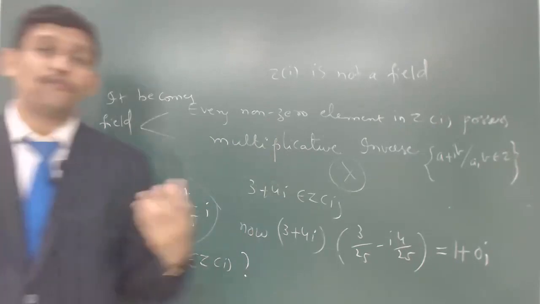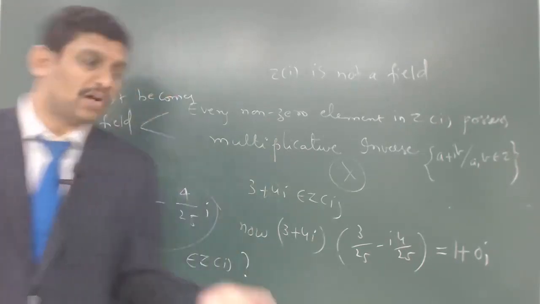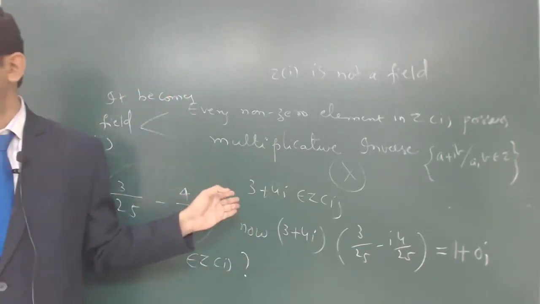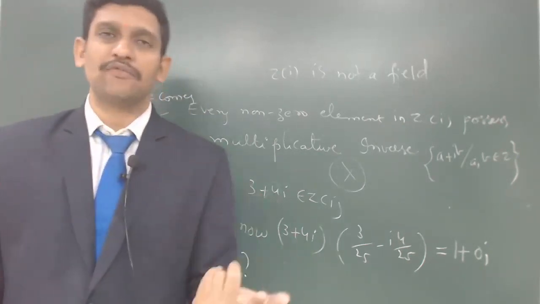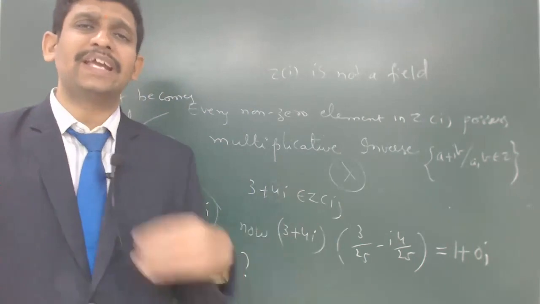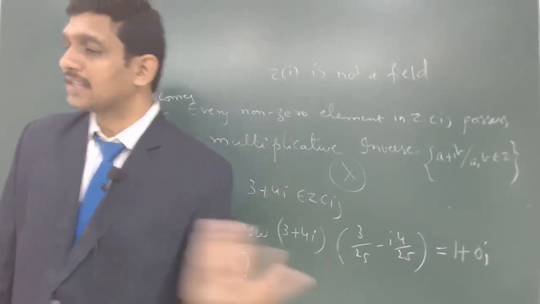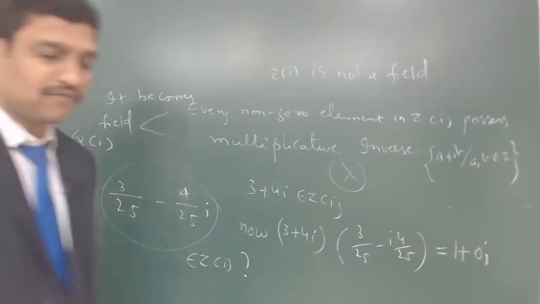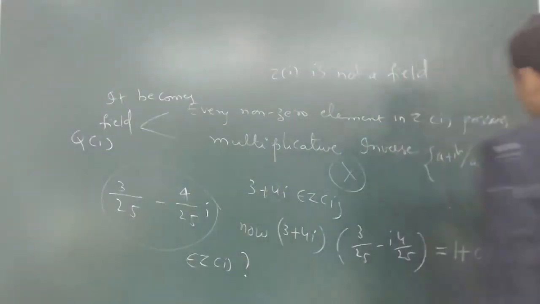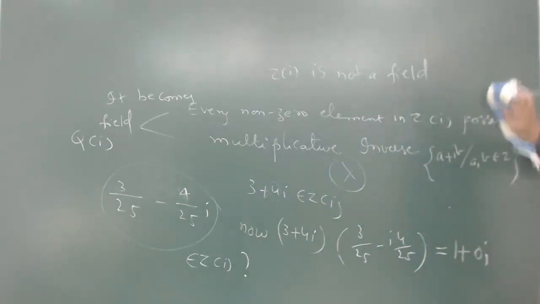Therefore, you fail to get the inverse of 3 plus 4i, hence it is not a field. So one counter example is enough. Not only this value, you can take any such value as a counter example. Therefore, Z of I is an integral domain and it is not a field. That was the conclusion for the solution.